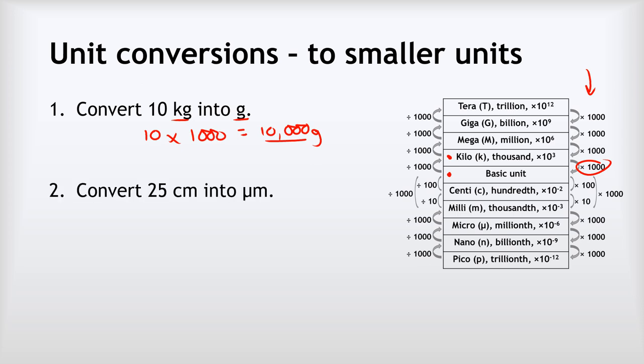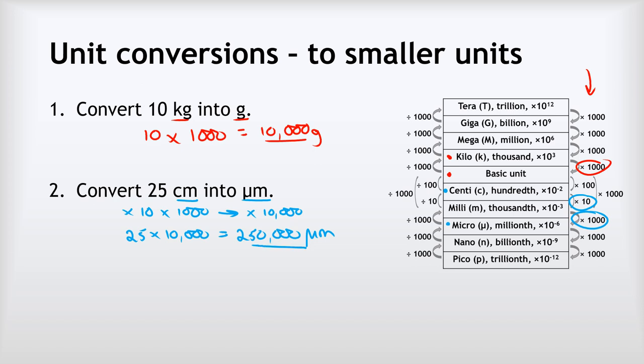Let's look at a slightly harder one. This time we've got 25 centimetres being converted to micrometres. Now, centimetres are here, and micrometres is down there. So we've got a two-step conversion here. We're going to multiply by 10 first to convert centimetres into millimetres, and then we're going to multiply by 1,000 to convert those millimetres into micrometres. So if we do multiplying by 10 and then multiplying by 1,000, that is the same as multiplying by 10,000. So let's try and do that. We'll do 25 multiplied by 10,000, and that will give us a final answer of 250,000 micrometres, just like that.